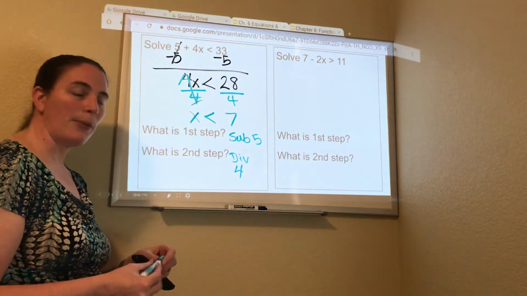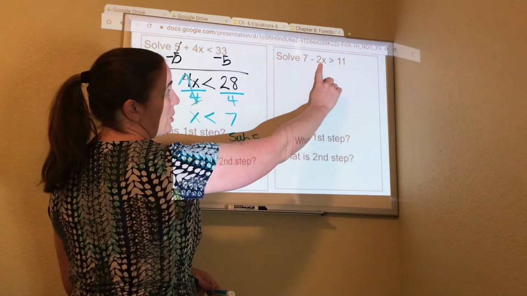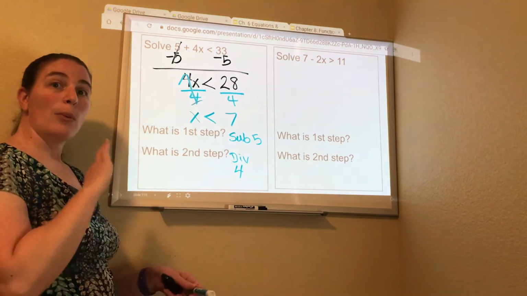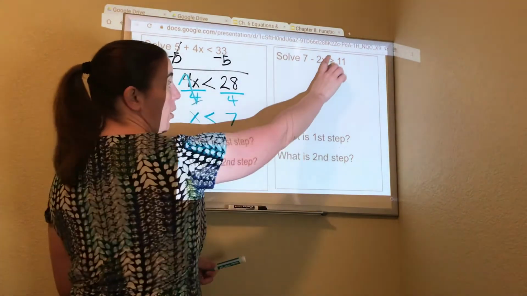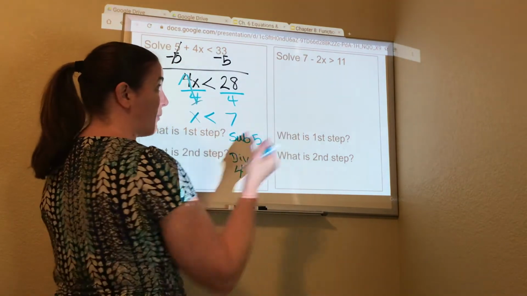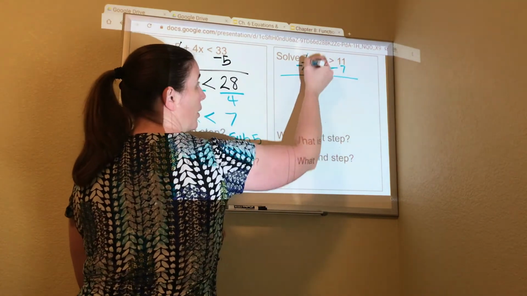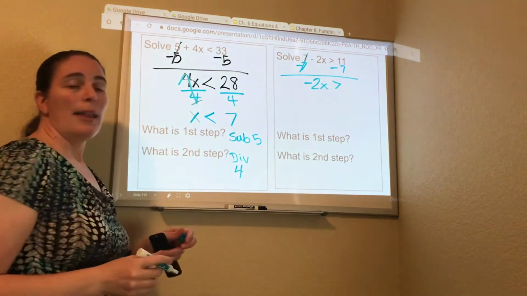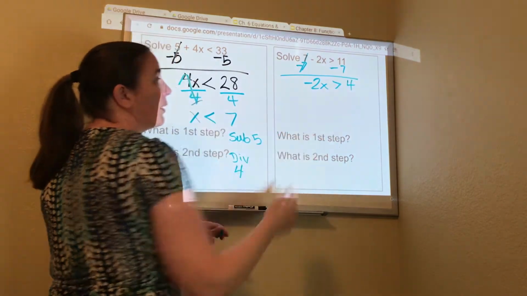This one's a little bit different, and we'll compare the two. So I see a 7, and then minus 2x is greater than 11. So I need to see what's being added to it. So I have a positive 7. So that's where I'm going to start first. I don't start where my variable is or what's being multiplied. So I'm going to subtract the 7 first on both sides of the inequality. So I'm left with negative 2x is greater than, and then you just do 11 minus 7, which is 4.